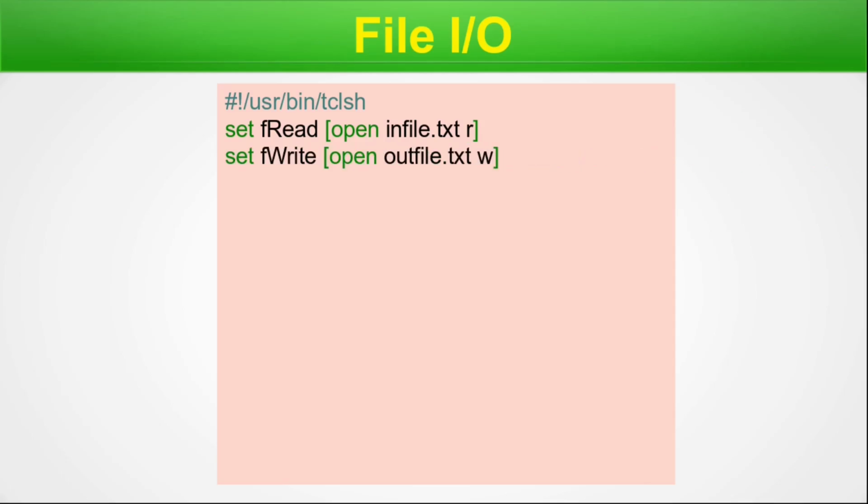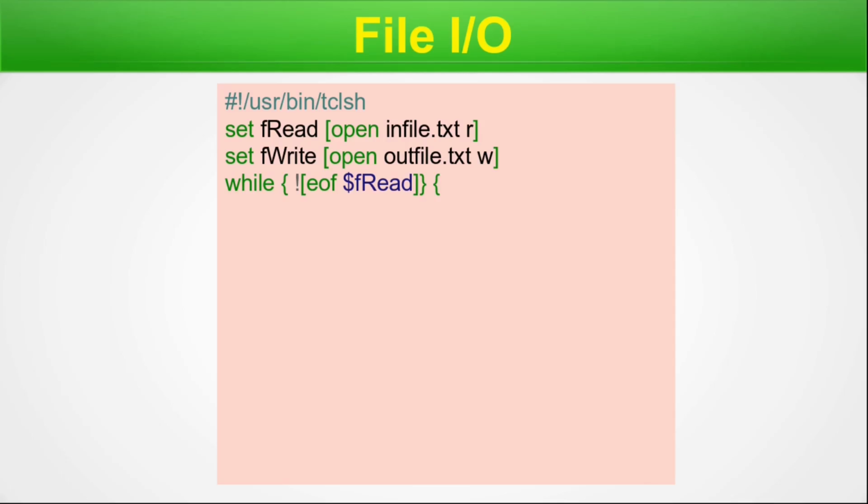And we set fwrite. This is a file handle for the write file, in which we will be writing. So open outfile.txt, this is the name, and the mode of operation is w. w is for writing. So here we are using the while block to read the input file.